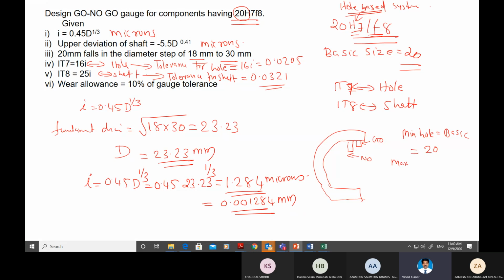And maximum hole is equal to what? Maximum hole is minimum hole plus the tolerance. What is the tolerance for the hole? So 20 plus the tolerance for the hole we calculated as 0.0205. That means 20.0205 millimeter is the maximum hole. So minimum hole is the basic size because it is a hole based system. Clear?